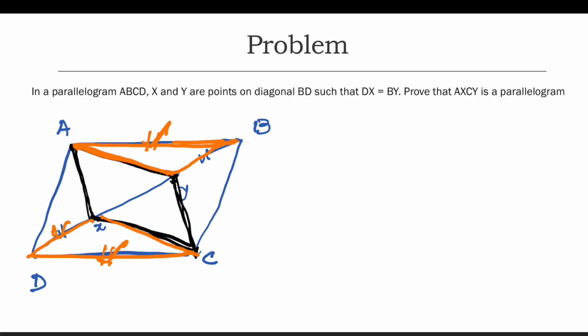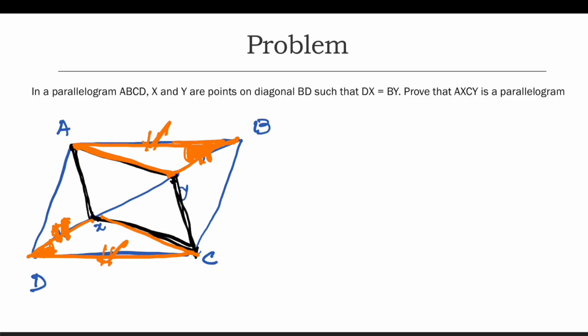Second, what I know? This side and this side, which is BY and DX, also is equal. So these two are equal. Now look at this angle. Angle ABY is equal to angle CDX, this angle, right? So in that case, triangle CDX and triangle ABY are congruent triangles, right?